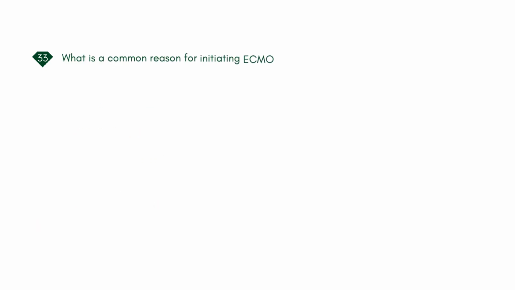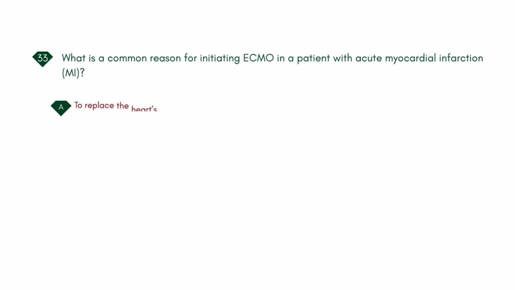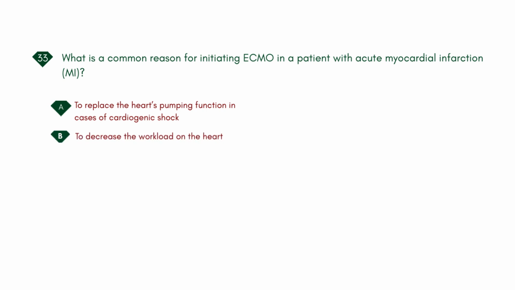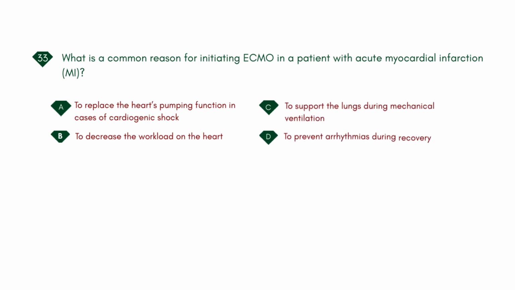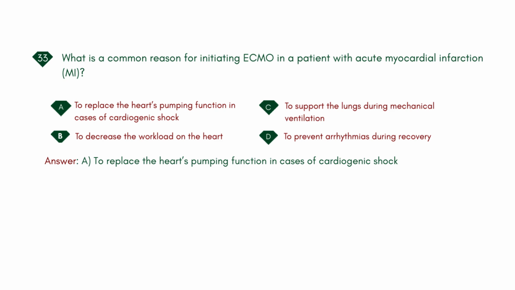What is a common reason for initiating ECMO in a patient with acute myocardial infarction, MI? A. To replace the heart's pumping function in cases of cardiogenic shock. B. To decrease the workload on the heart. C. To support the lungs during mechanical ventilation. D. To prevent arrhythmias during recovery. Answer: A. To replace the heart's pumping function in cases of cardiogenic shock.